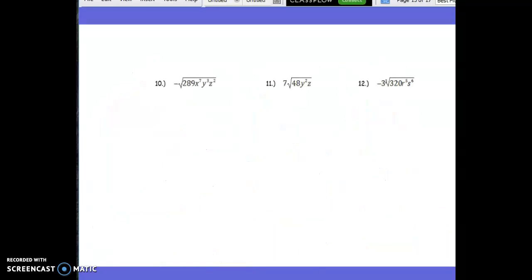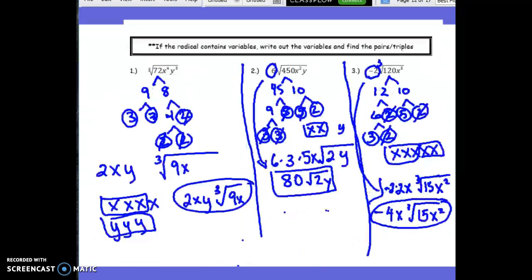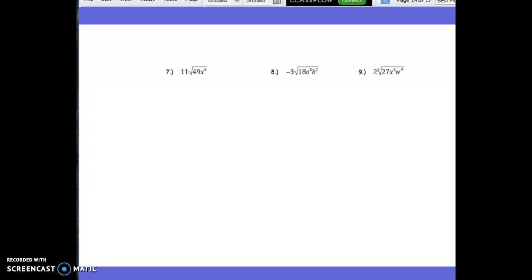I'll just finish up the next 3. We'll do these. If I look at the square root of 49 and do the prime factorization, it's just 7 times 7. So the index here is 2. On the outside of the radical, we've got 11, because we're bringing that down, times 1 pair of 7's, because the square root of 49 is 7.